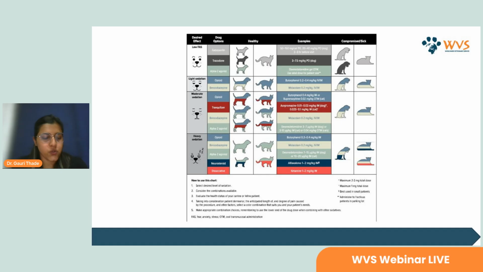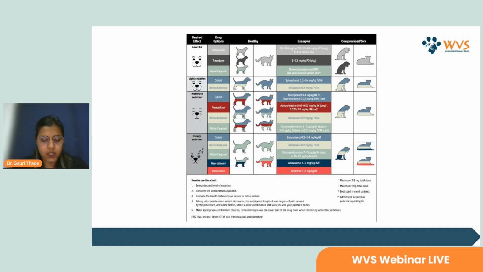So how do we choose what drugs we use for sedation? This chart is from the 2020 AAHA Anesthesia and Monitoring Guidelines. It gives us an idea of the drug combinations that can be used for light, moderate, and heavy sedation in healthy and compromised or sick animals. So for a light sedation, an opioid alone or in combination with a benzodiazepine is usually sufficient.